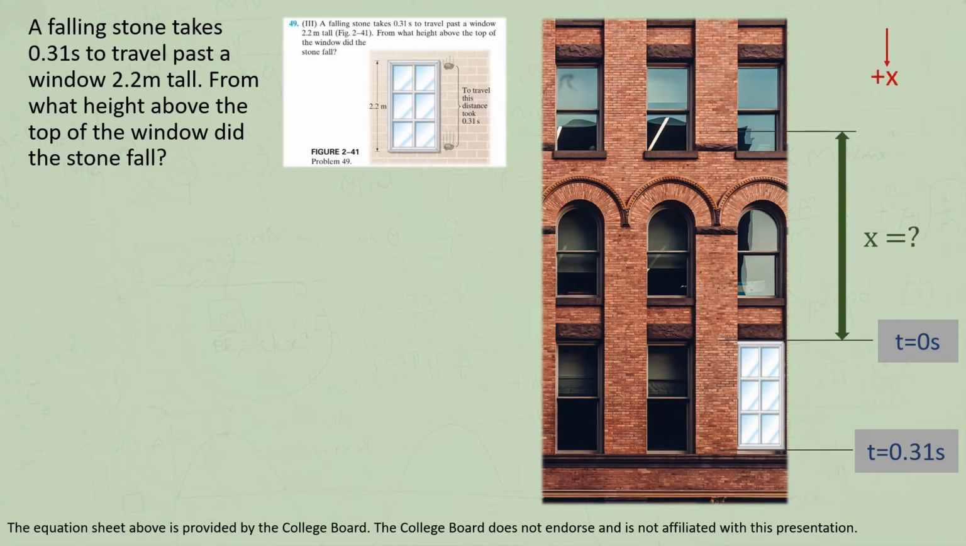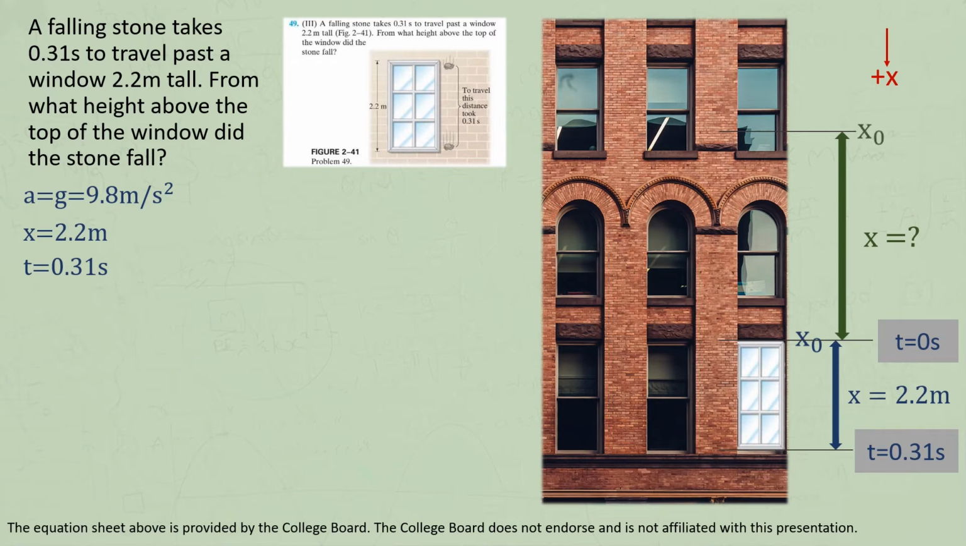We'll assume that downwards is positive, since this makes it simpler. The acceleration is due to gravity, and since we define downwards as positive, it's 9.8 meters per second squared. x is 2.2 meters and t is 0.31 seconds. But it's important to note these two values are assuming that the origin, or x0, is at the top of the window. But in order to calculate where it was dropped from, it's probably easiest to use a different origin.